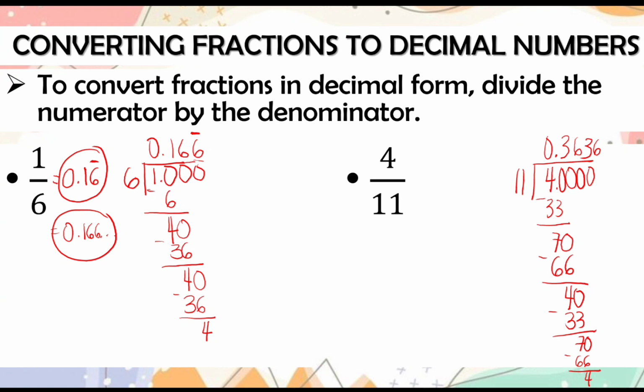So again, ito po ay magiging paulit-ulit na lang din. So lagyan na lang natin na bar sa taas. So ang sagot dito ay 0 and 36 hundredths na may bar sa taas, or 0 and 36 hundredths tas tatlong tuldok. Ito, ang sagot na nakuha natin is what we call the repeating decimals.